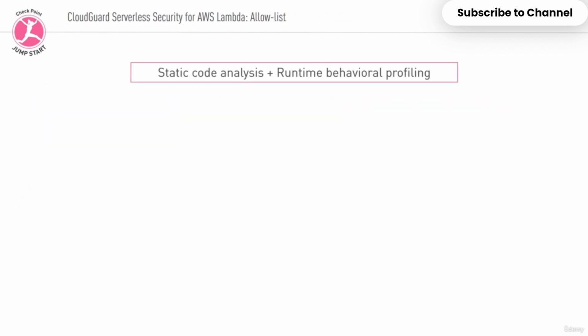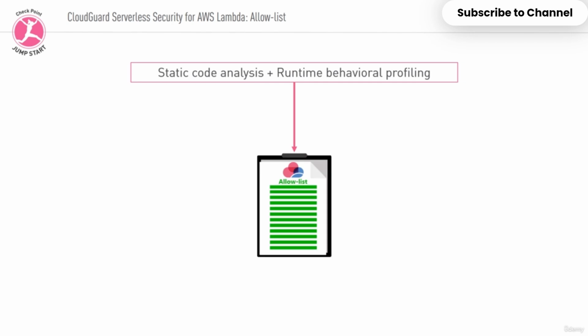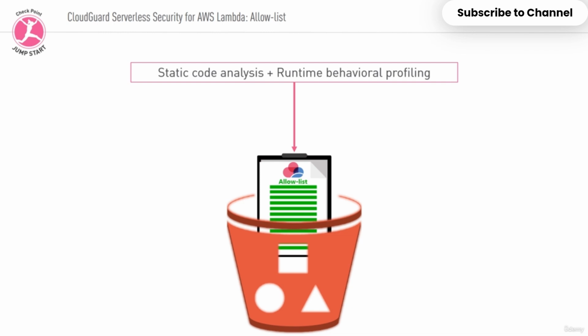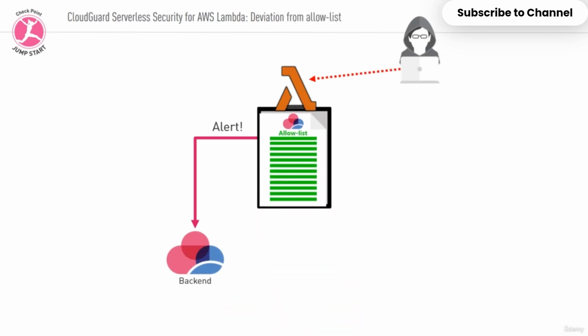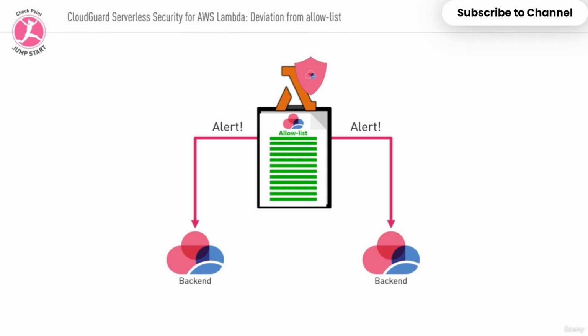Together with the static code analysis, an allow list is generated automatically and is stored in a dedicated S3 bucket. Enforcing the allow list can either generate alerts in case of a deviation from the allow list, or conversely, proactively and automatically block any function invocations in runtime that deviate from the allow list while reporting it to CloudGuard's backend.